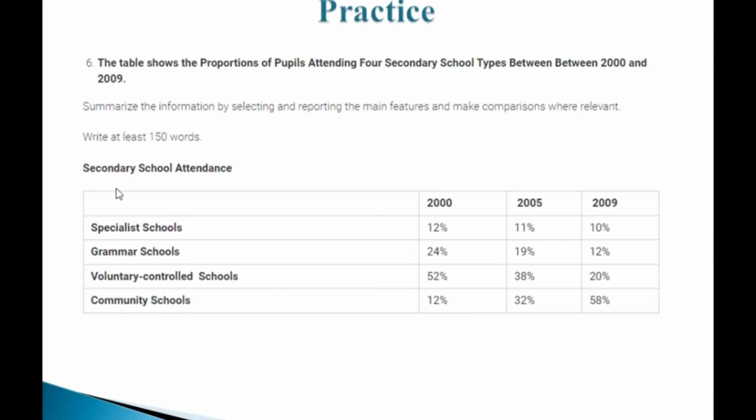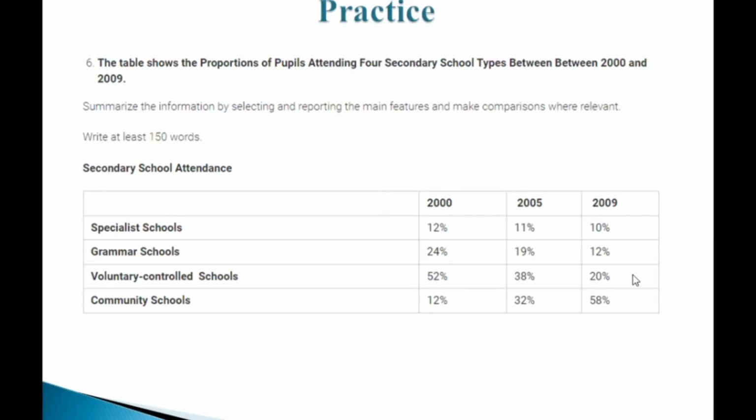And then you will have to write a summary. For the summary, I said you need to look at the maximum and minimum figures. 58% is the maximum and 10% is the minimum figure: for specialist school 10%, and community school 58% in the year 2009. You can also describe the summary by mentioning the trends. How can we mention the trends? 12%, 11, 10, decrease. 24, 19, 12, decrease. 52, 38, 20, decrease. 12, 32, 58, increase.